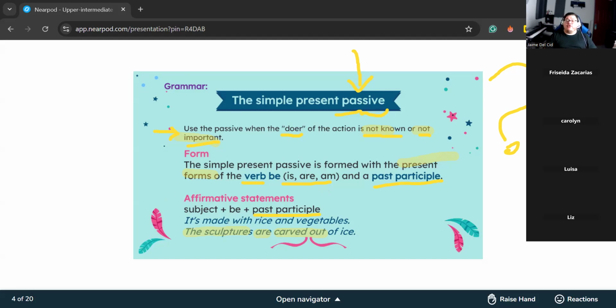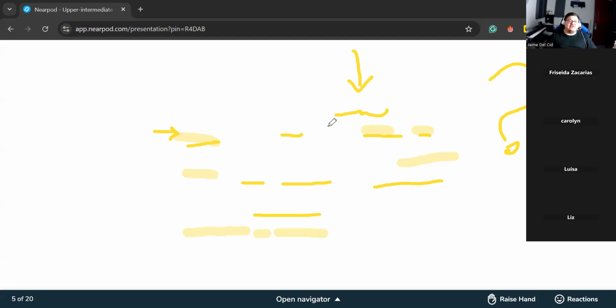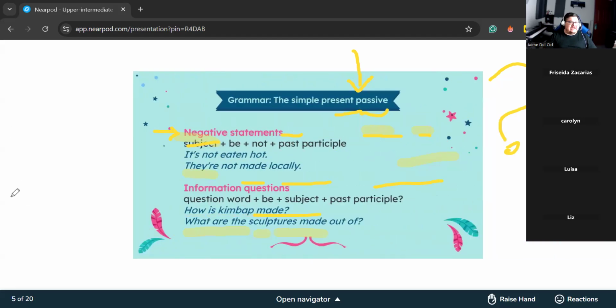So we're talking about the forms. So I'm going to give you some other examples of other forms, okay? Because we have a negative form, then we have a question form or information questions. So the negative form is pretty similar. The main difference is that you're adding the word not, just as in any other tense, right? So it's not eaten hot.